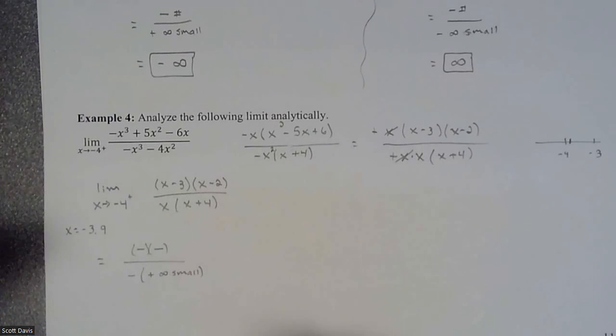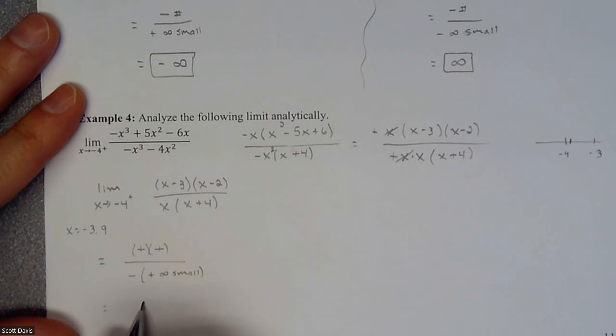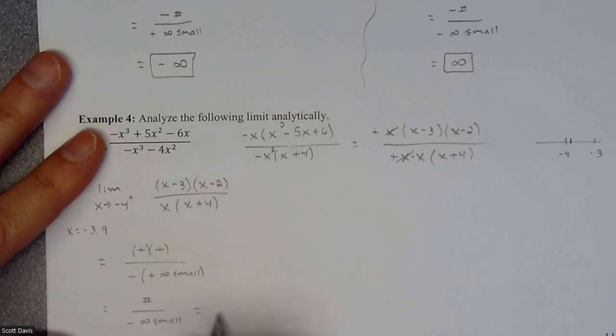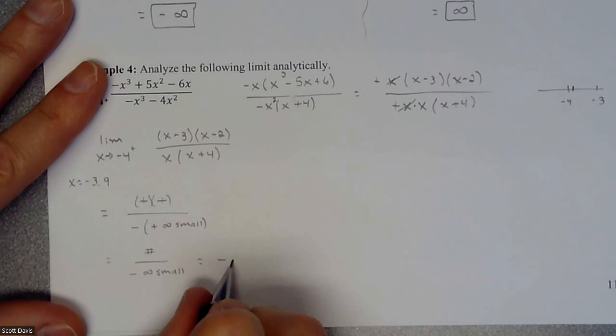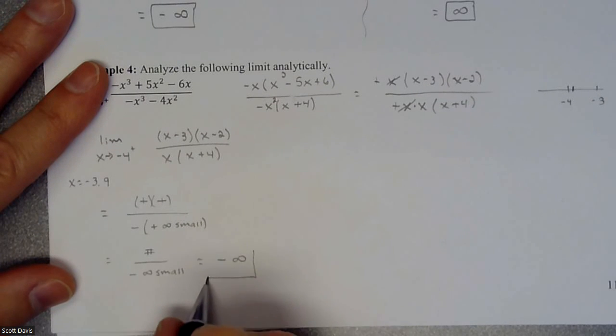Okay, so let's deal with all the signs. So those negatives are going to cancel each other. We're looking at a positive number divided by a negative infinitely small. Right, so that is going to be negative, and then a number divided by something infinitely small is going to get us infinity. So there's our signs, and there's our value.